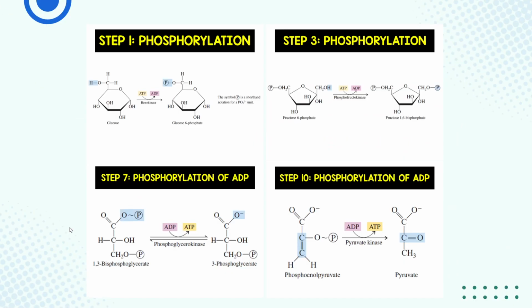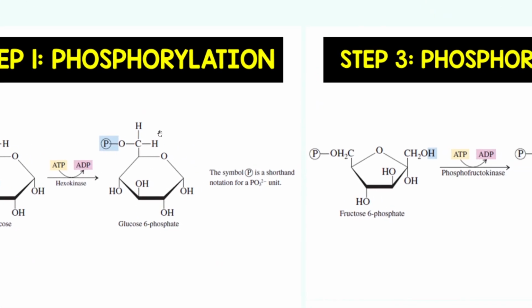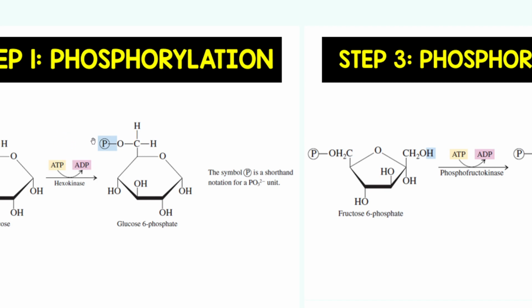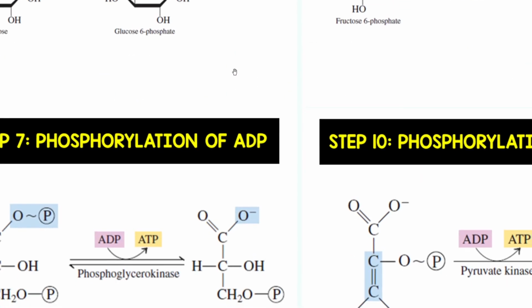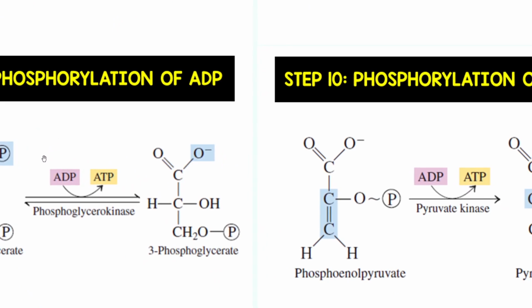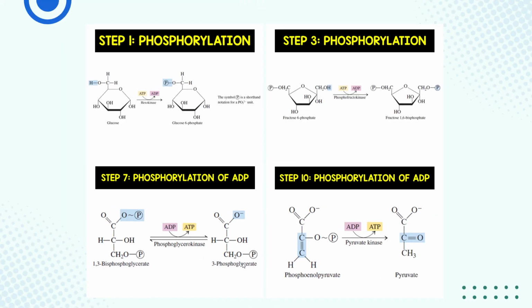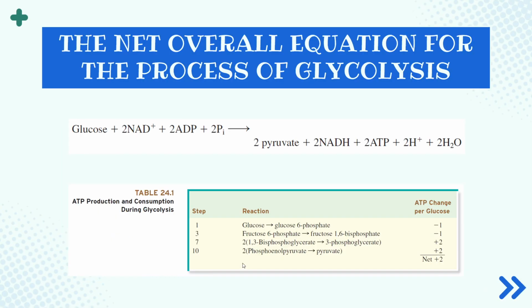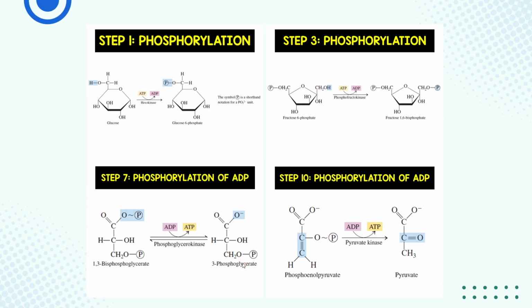So, para mas ma-picture out nyo lang po, let me just zoom it in. So, ayan po for steps 1 and 3. Diba? Nakikita nyo po na energy consumption. Ito po for your step 7 and step 10. So, ayan, phosphorylation ni ADP para may ma-produce po tayo na energy. So, yan yung summary. Ito po yung steps na na-point out dito sa summary ng ating ATP, kung ilang ATP yung nagamit and na-produce during glycolysis.